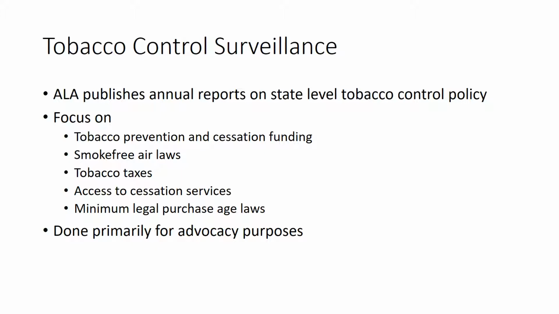And what they do is they really focus on 5 areas that they think are most important in terms of reducing the impact of tobacco use on health. This includes prevention and cessation funding, taxes, smoke-free laws, secondary smoke laws, access to services, and then legal purchase age laws, which are slowly increasing as more and more states and municipalities look towards 21 years old as the legal purchase age for cigarettes and not 18.